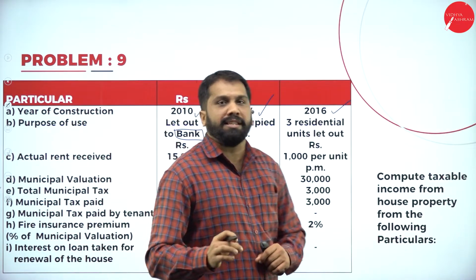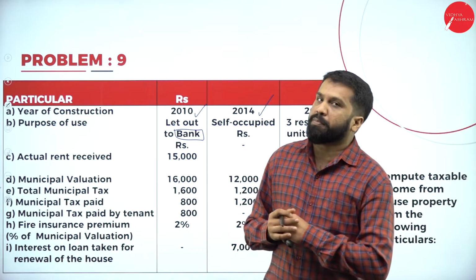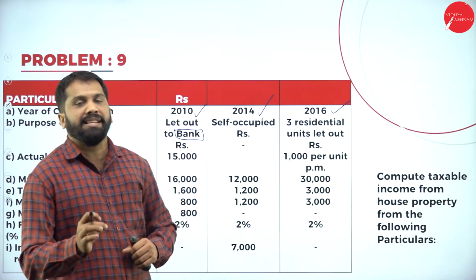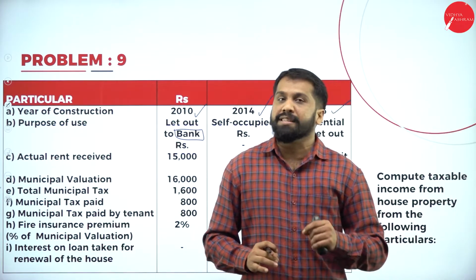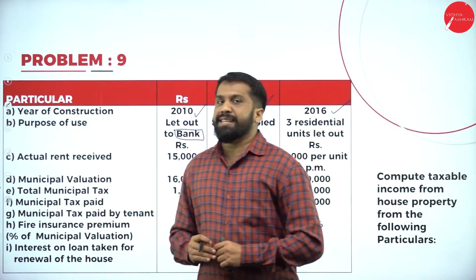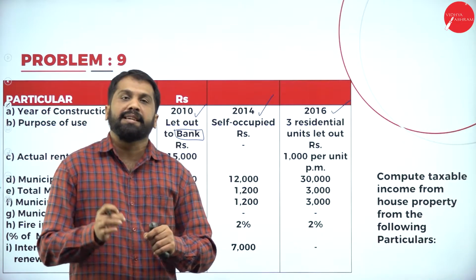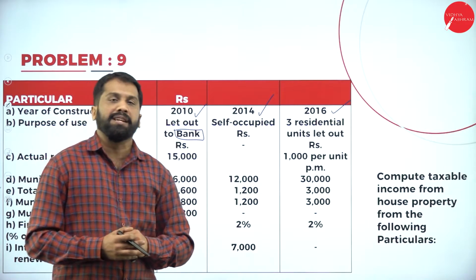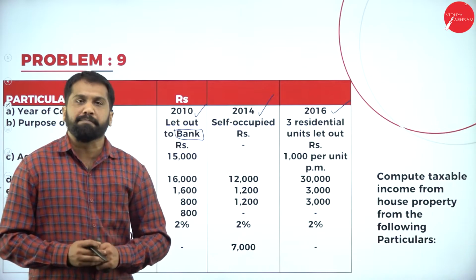Now, the house is let out for commercial as well as normal residential purpose. Both are taxable. Again, I repeat, if the house is let out for commercial purpose or given for residential purpose, both are taxable. But if the house is self-occupied, then it is exempted. We don't calculate anything in your self-occupied property.